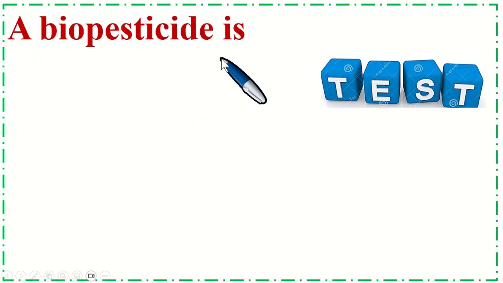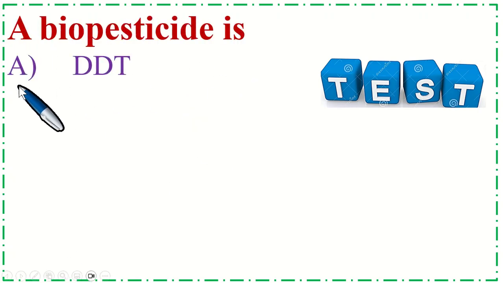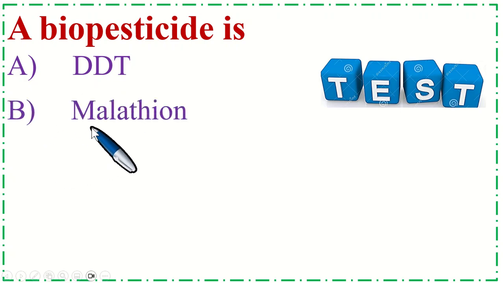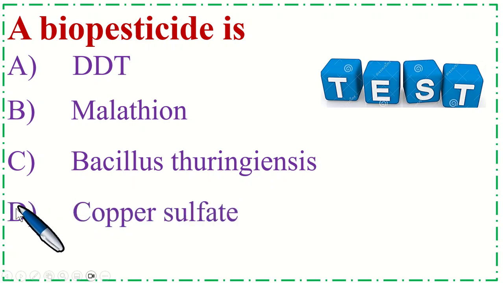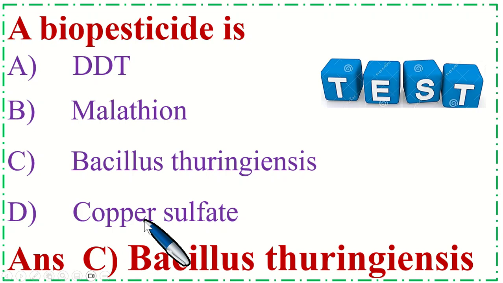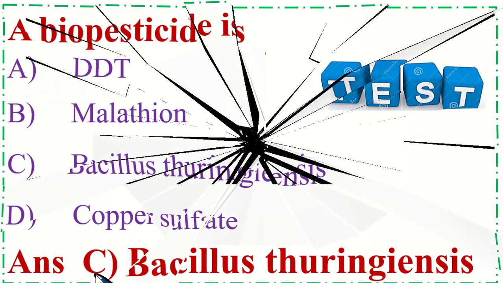A biopesticide is option A DDT, B Malathion, C Bacillus thuringiensis, and option D copper sulfate. Correct option is C Bacillus thuringiensis.